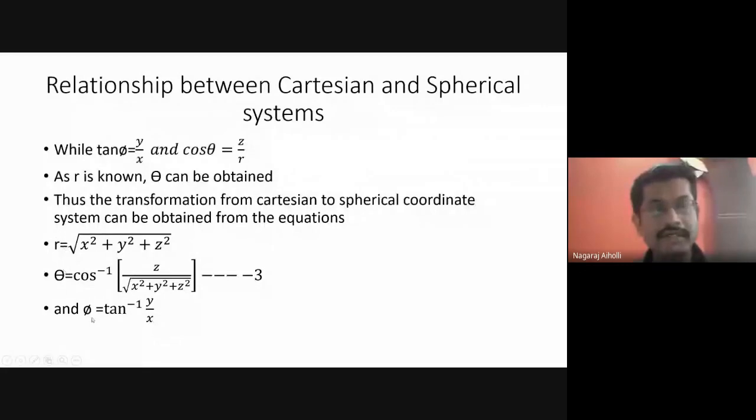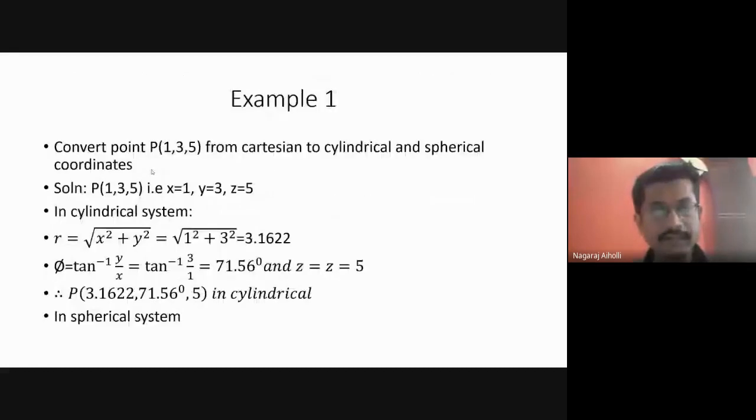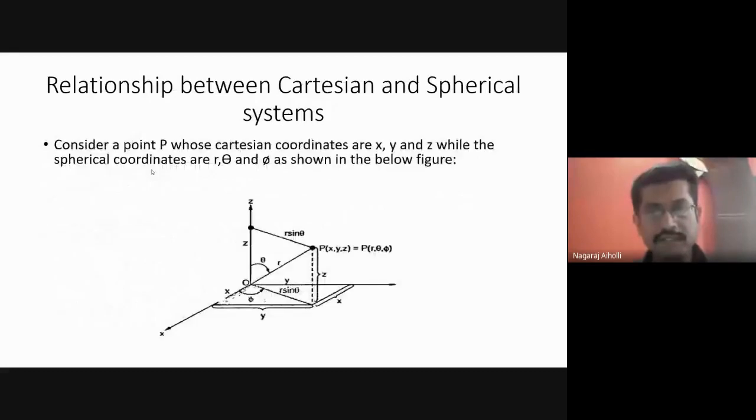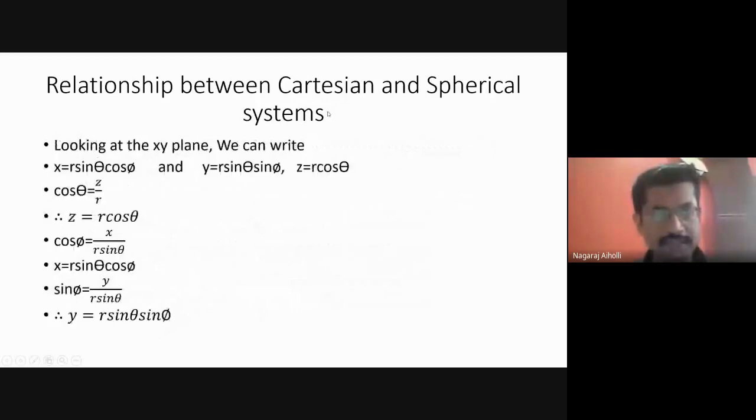Phi is given by tan inverse y by x. Clear, students? Like this, we converted from the spherical system to the Cartesian system. These are the equations: x equal to r sin theta cos phi, y equal to r sin theta sin phi, z equal to r cos theta. Then we converted from what to what?